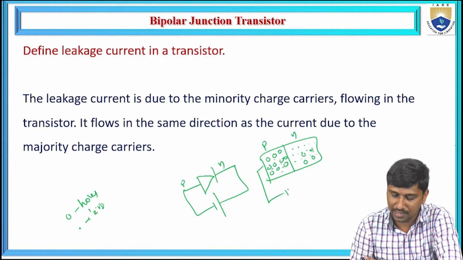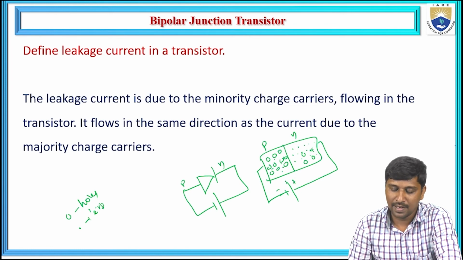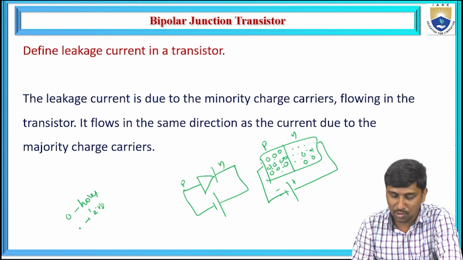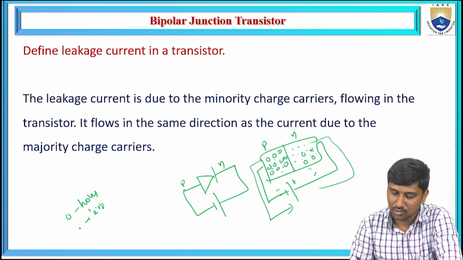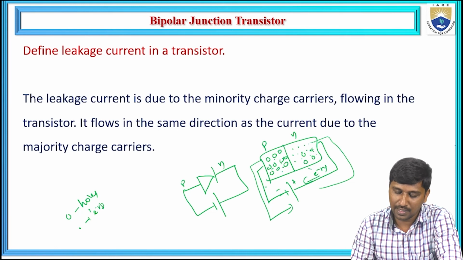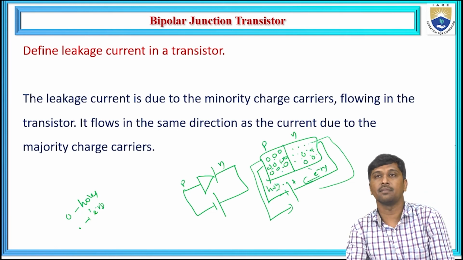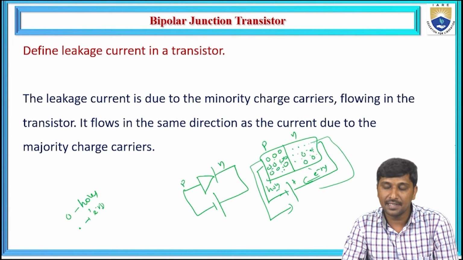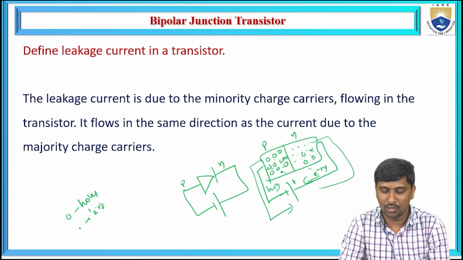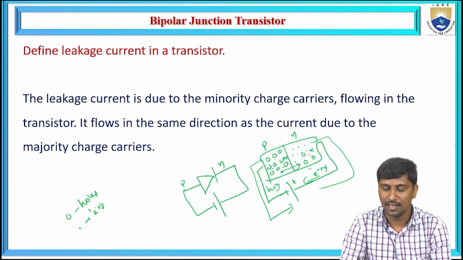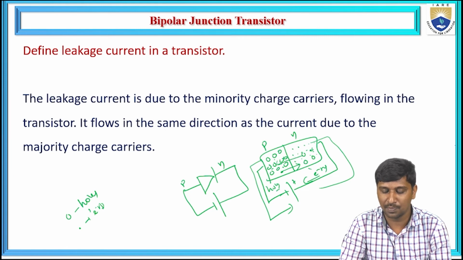If it is a reverse bias, so what happens? The charge carriers, the holes, are attracted towards the battery, and here the electrons are attracted towards the battery. The P region also contains a minority charge carrier, that means electrons. Due to this property, electrons diffuse towards the N side, and in the N side, the minority charge carriers are holes. These holes diffuse towards the P side.